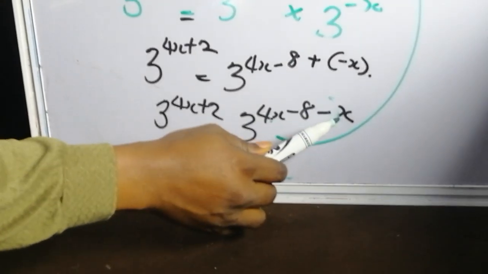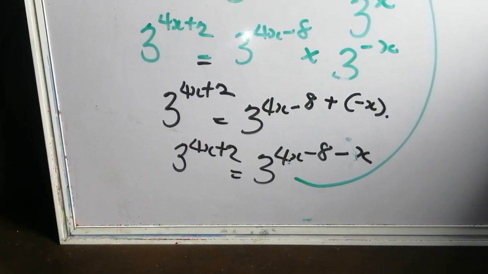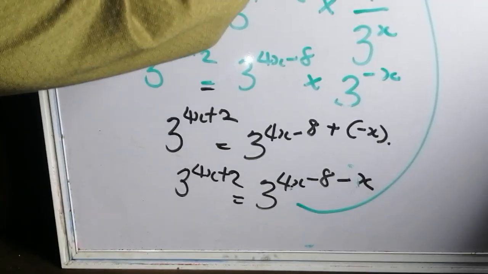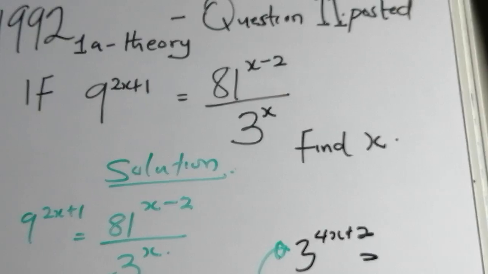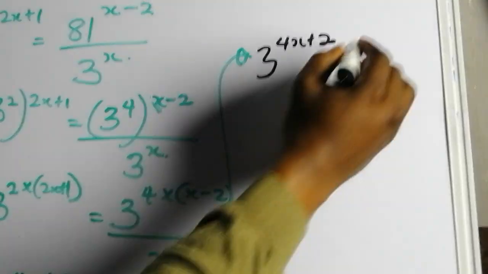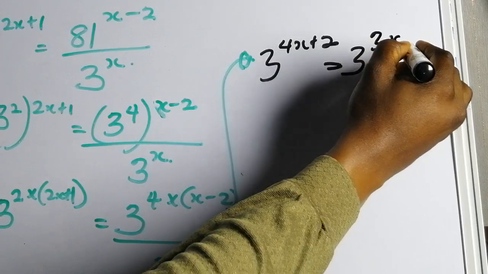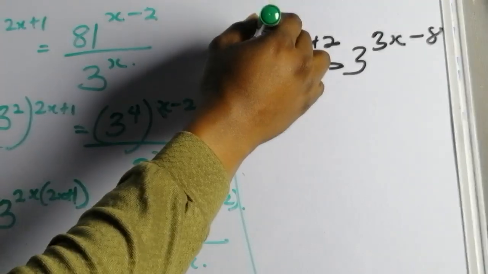So 4 minus 1 will give us what? 3x. So it means at the end of the day, this will be 3^(4x+2) equals 3^(4x minus 1x), which is the same thing as saying 3^(3x minus 8). It's as simple as that. Okay, so it means at the end of the day, 3 can now cancel.